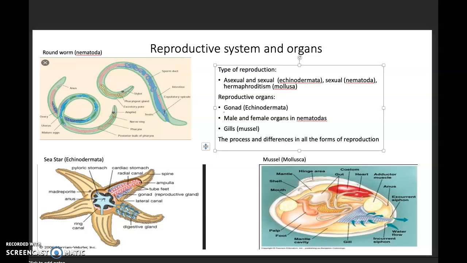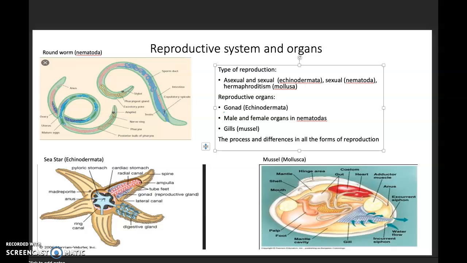They have reproductive organs called gonads, which I believe are found in each arm or just one of the arms. These gonads fill with the sperm or the eggs, and they reproduce from there.